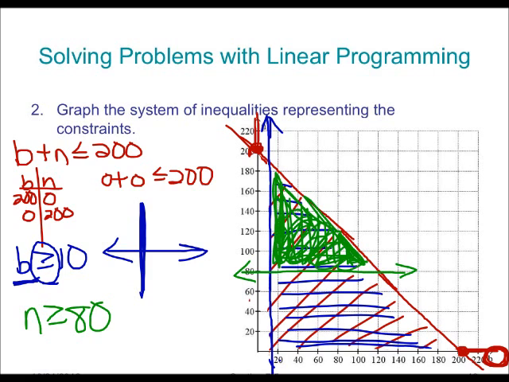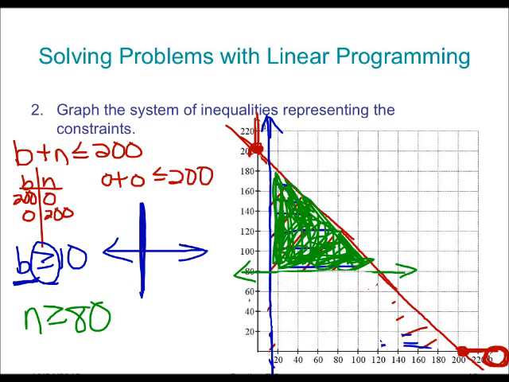And I'm going to erase any of the shading that is not overlapped all three places, all three colors. So I didn't have any green down here, so I'm going to erase all this. So the second step takes a while, but graph the system of inequalities. So we have the system of inequalities.